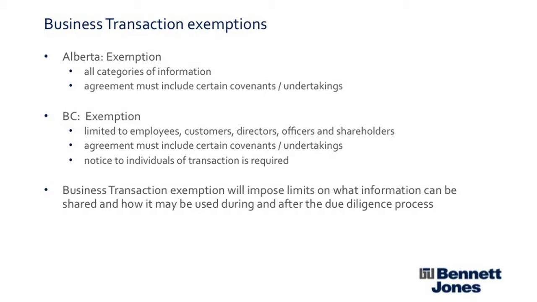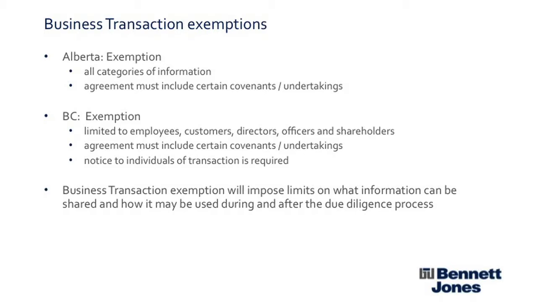Alberta has had a business transaction exception in place since 2004. It covers all categories of personal information, and again has to have the same types of covenants and safeguards that you saw under the federal law. British Columbia also has a business transactions exception. It's narrower than Alberta's exception. It's limited to employees, customers, directors, officers, and shareholders. The agreement has to, like Alberta, contain some covenants and undertakings, and in British Columbia you have to give notice to the people of the transaction.